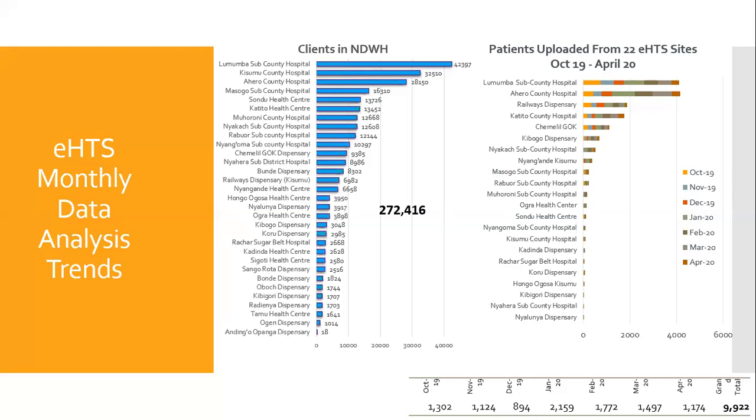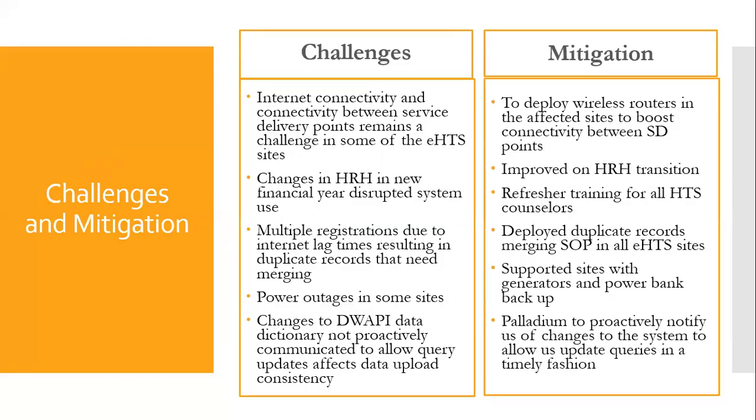So some of the challenges that we've encountered as we are implementing eHTS, number one, is internet connectivity and connectivity between service delivery points, especially high volume sites which have dispersed service delivery points. What we've done as a program to mitigate that is to deploy wireless routers in the affected sites to boost connectivity between service delivery points.